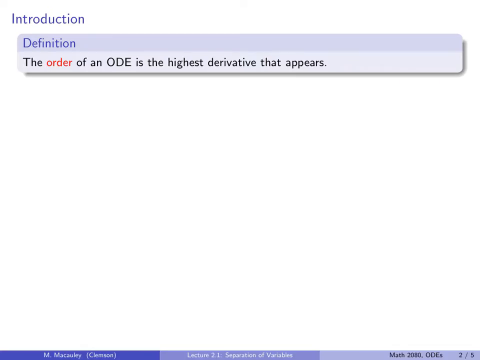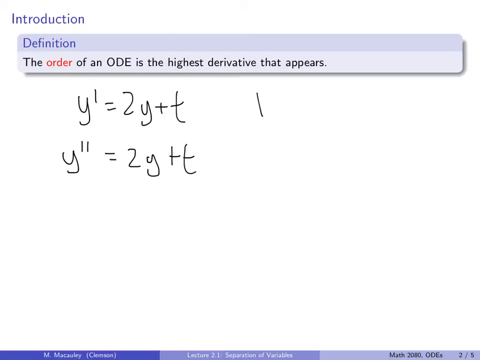Now, first of all, the order of a differential equation is the highest derivative that appears. So this is something that we're going to use throughout the class. For example, y prime equals 2y plus t is a first order differential equation, whereas y double prime equals 2y plus t is second order.